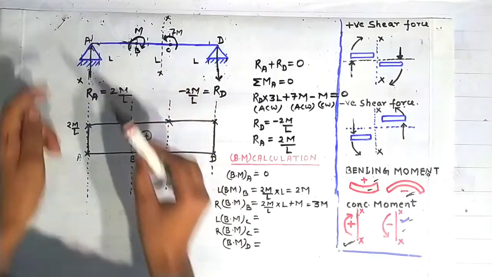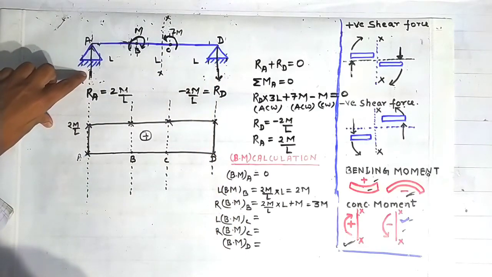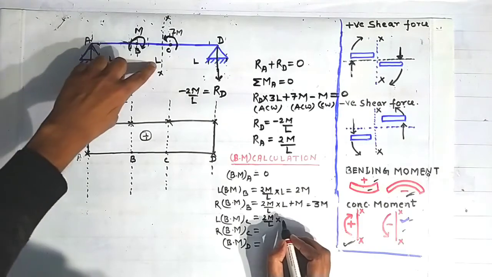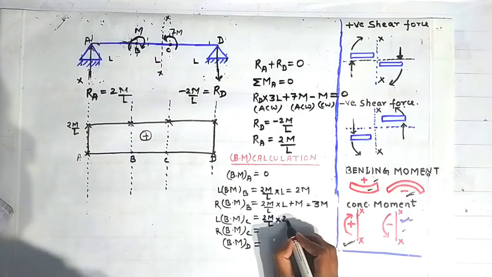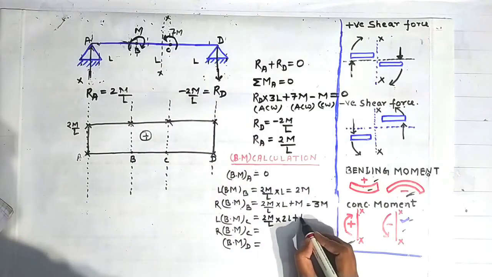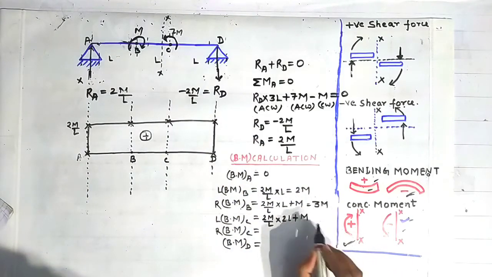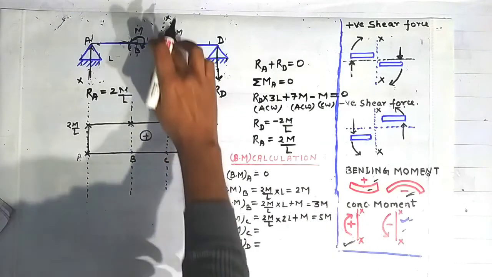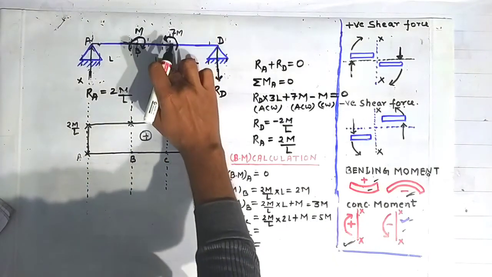Now, because of this force, there will be a moment of magnitude 2m by L into this distance L plus L, 2L. And because of this concentrated moment, there will be a moment of plus m using this sign convention, and it will give us 5m. Now, we will calculate the bending moment on the right side of the point C.